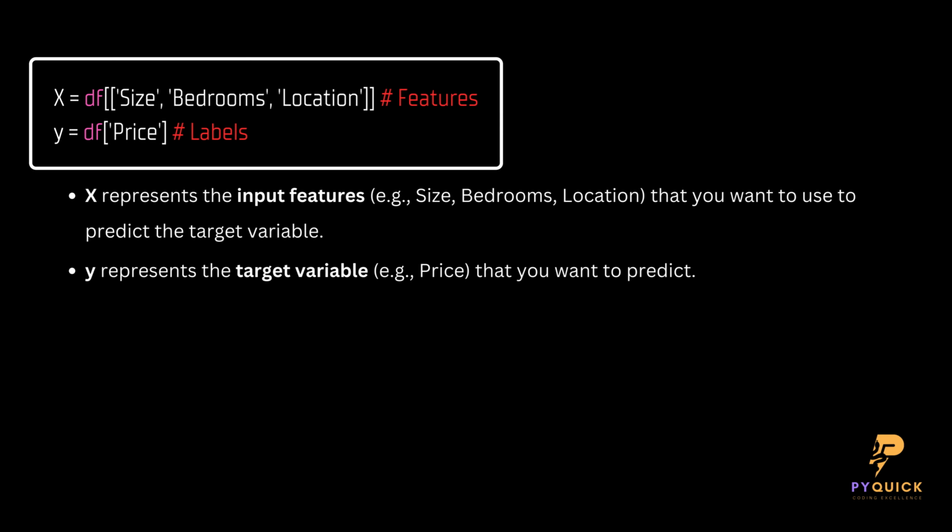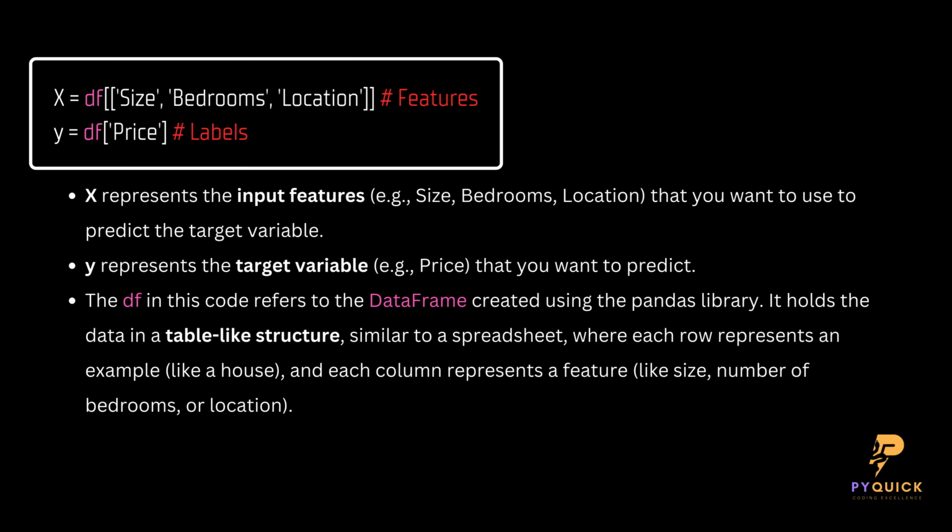X represents the input features, e.g. size, bedrooms, location, that you want to use to predict the target variable. Y represents the target variable, e.g. price, that you want to predict. The df in this code refers to the data frame created using the pandas library. It holds the data in a table-like structure, similar to a spreadsheet.